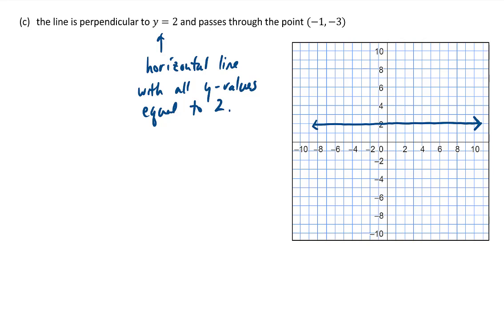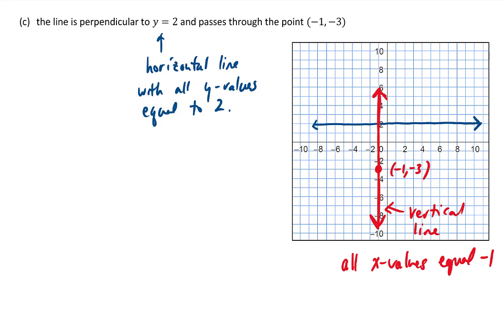So let's go find (negative 1, negative 3). That's right here. And it's perpendicular, so it has to go 90 degrees. So if it's 90 degrees to a horizontal line, we're going to end up with a vertical line. And notice for this vertical line, all the x values are the same. We see that all the x values are equal to negative 1. So if that's the case, then the equation of this line is x equals negative 1. Okay, so we don't worry about slope and y-intercept here. We're talking about vertical and horizontal lines.